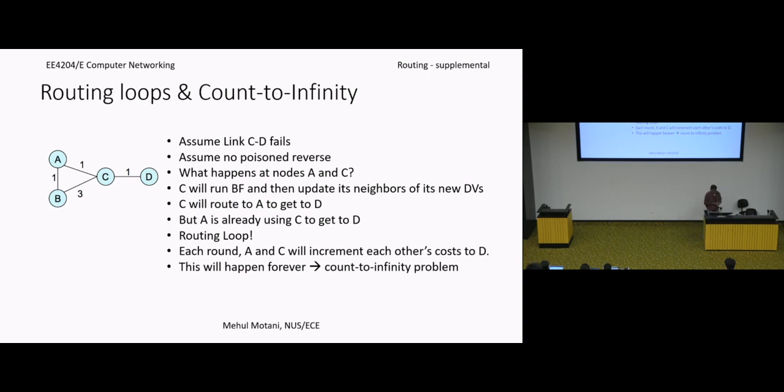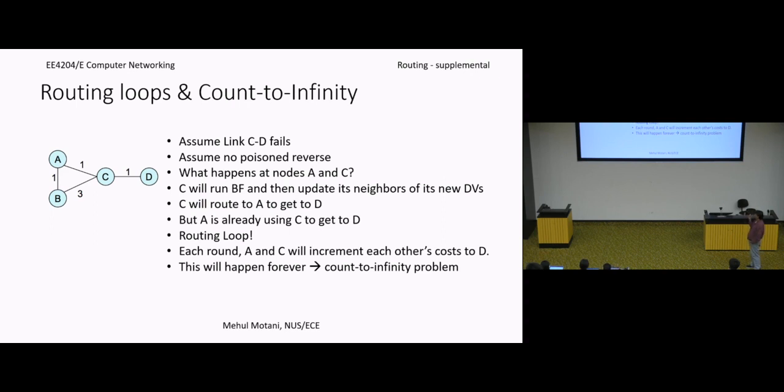Okay, so link CD breaks. Now, what will happen when link CD breaks? You think pre-change and post-change. Pre-change, A, B, C will all have a route to D. But that route will go through what? You have to go through C. C is the only node that connects to D. So A and B and C all route through C to get to D.